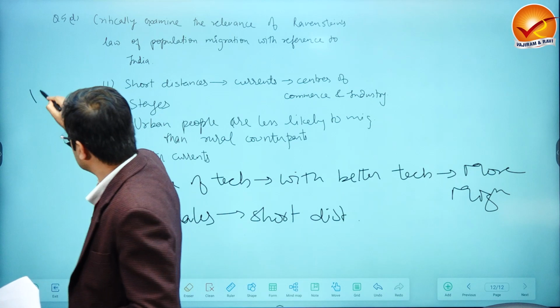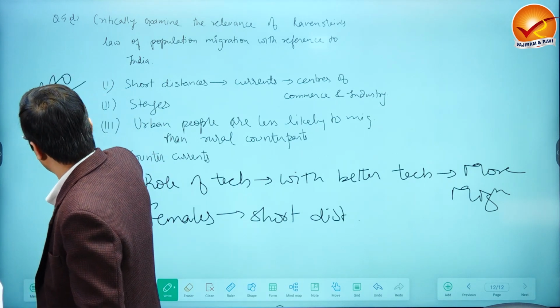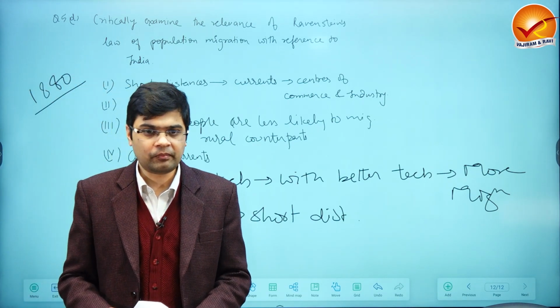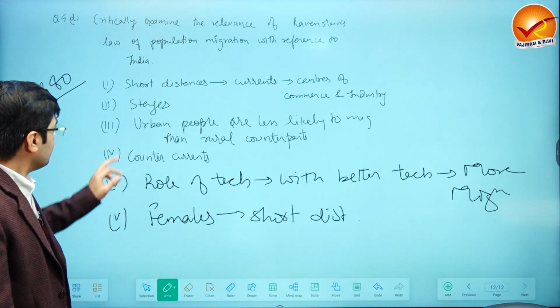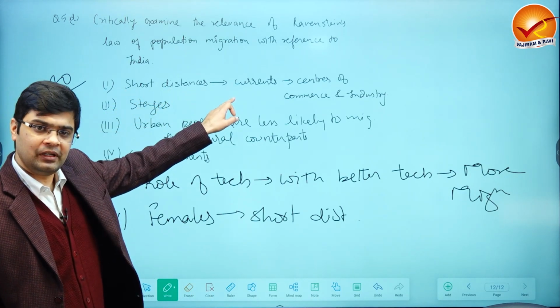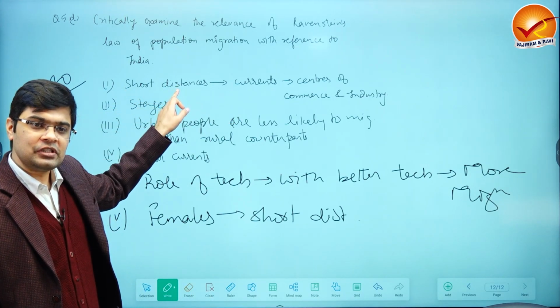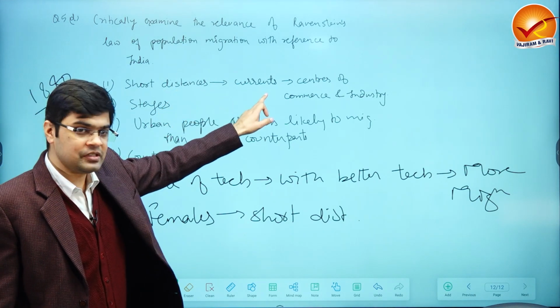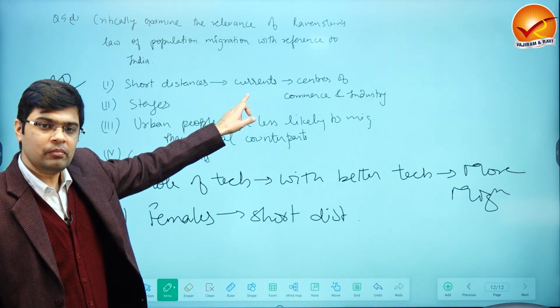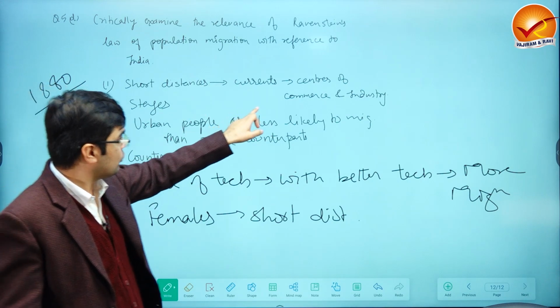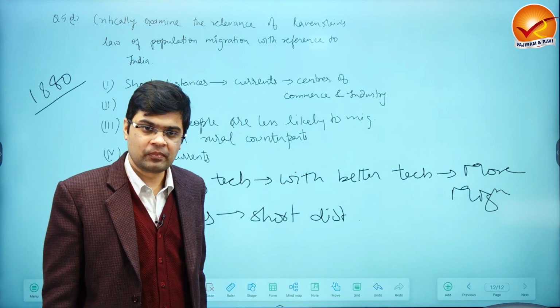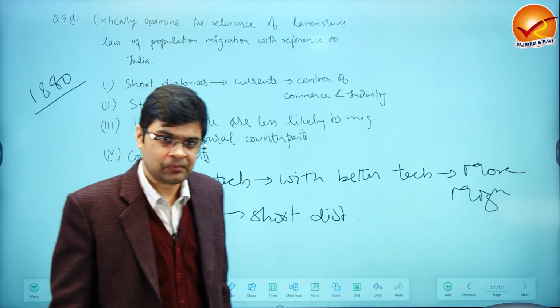In 1880 Ravenstein gave the law of migration, where it says that migration happens over short distances, and then the migration sets off currents, and the current is from the area of out-migration to the area of commerce and industry. Do we see this?